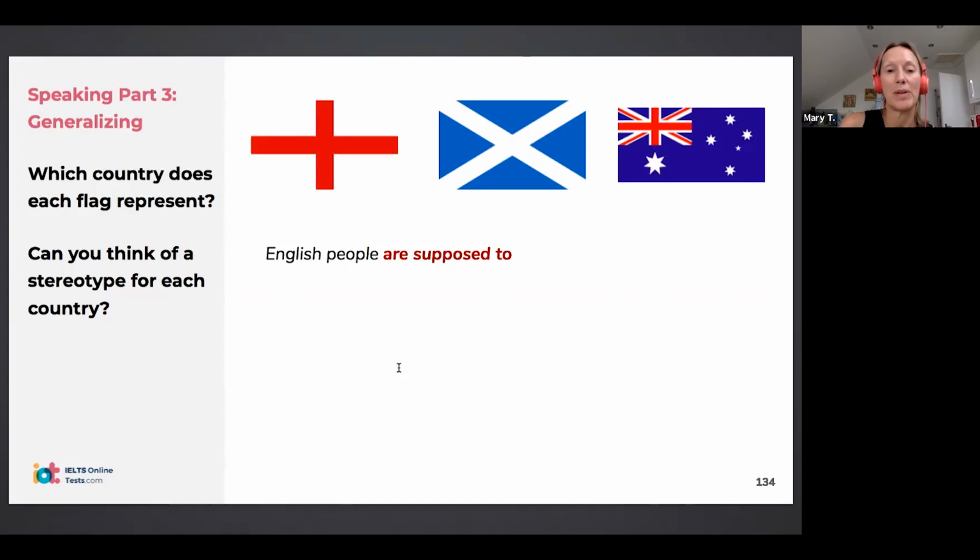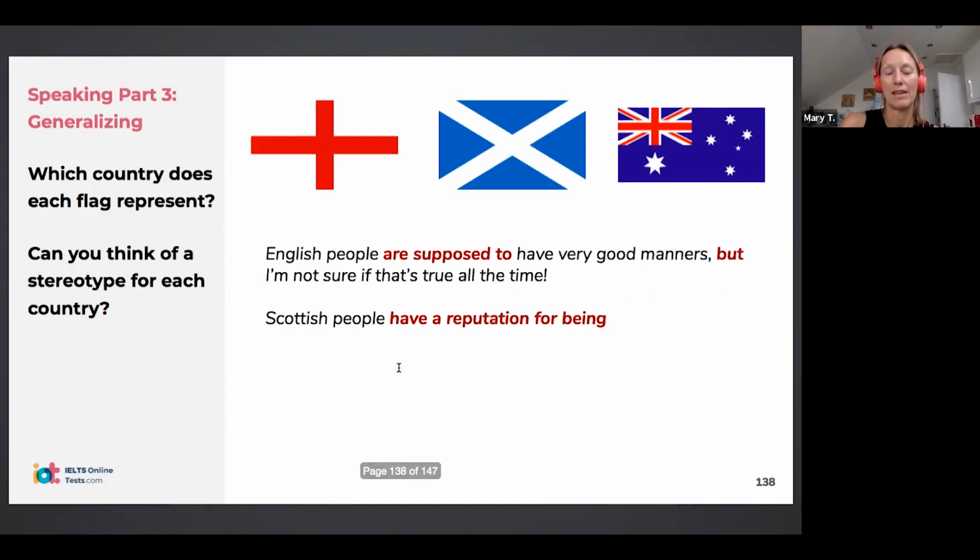So anyway, let's look at what we decided. English people are supposed to have very good manners. But I'm not sure if that's true all the time, right? I would say that I do, but not everyone does. We don't always have good manners. And then instead of saying are supposed to, you can use this expression: have a reputation for being. So Scottish people have a reputation for being... Okay, this word stingy, does anyone know what stingy means?